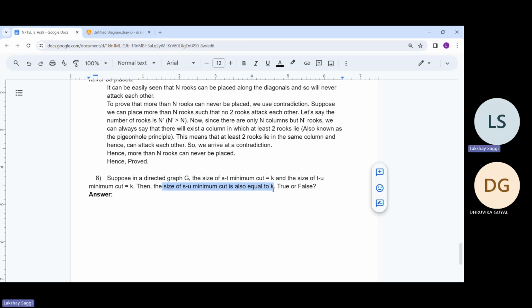So what we are given is that the size of the ST minimum cut is K. We are also given that the size of the TU minimum cut is K. And then we have to find out whether the size of the SU minimum cut is also K or not. So we are given ST and TU, and we need to find out about SU. Okay, so maybe I should write it like this. Not exactly equal, but maybe greater than or equal would make a bit more sense.